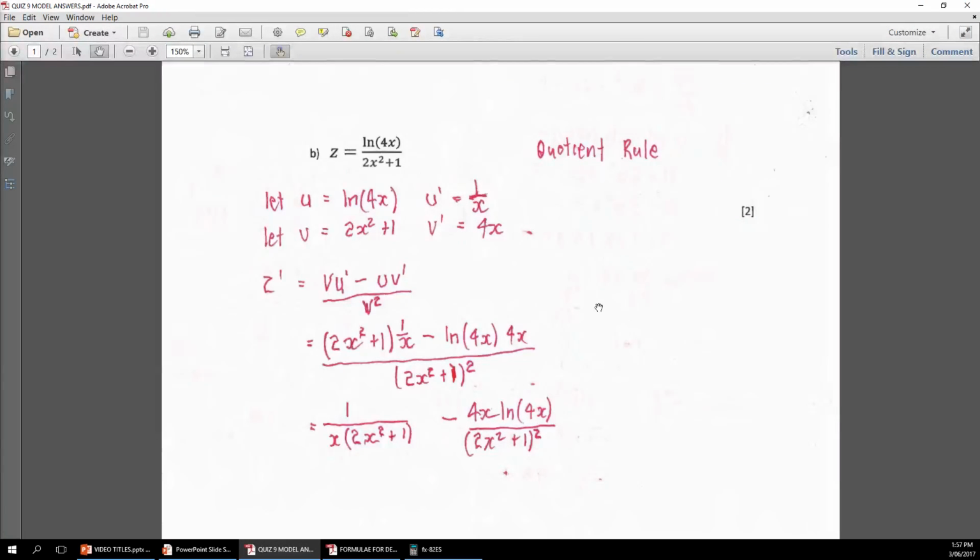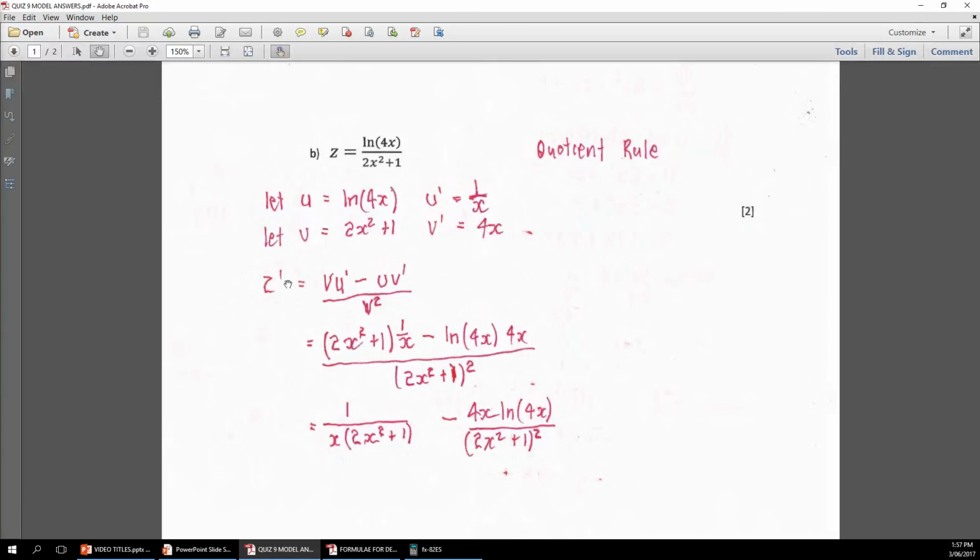So immediately what I do is I set up u and v. So I write them down. Let u equal that. Let v equal 2x plus 1. u dash equals 1 over x. If we differentiate that, anything log there, we get 1 over x. And 2x plus 1, if we differentiate that, we get v dash equals 4x. So now it's all done. It's just a matter of filling it in.